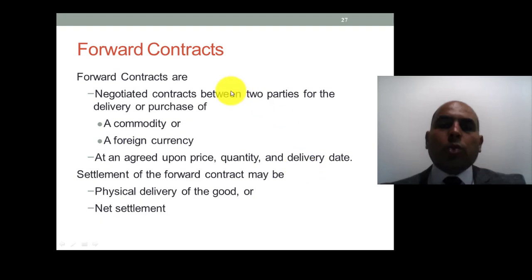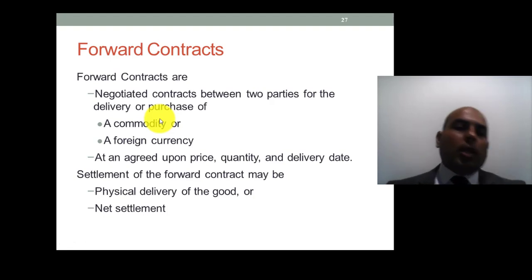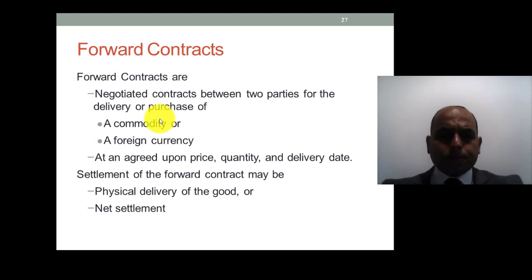So it's a negotiated contract between two parties for the delivery or purchase. You can negotiate it with anyone who agreed to enter into this contract to buy or to sell commodity, foreign currency, and both of you agree upon a price, a quantity, and delivery date. It means that you can negotiate with your friend to buy or to sell $10,000. This is the quantity or notional amount, by 3.6 after 2 months. This is an agreement you can sign with your friend, and you have to execute it 3 months later.